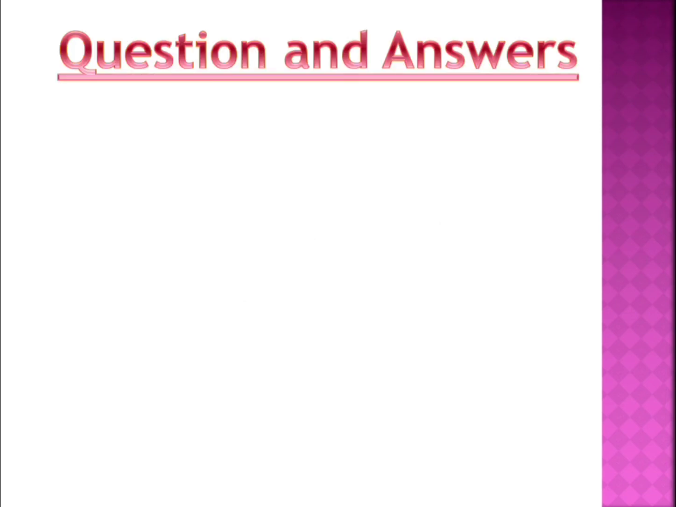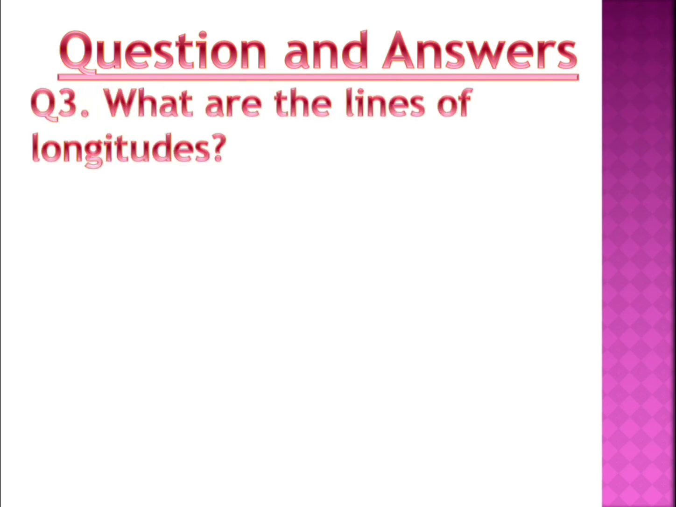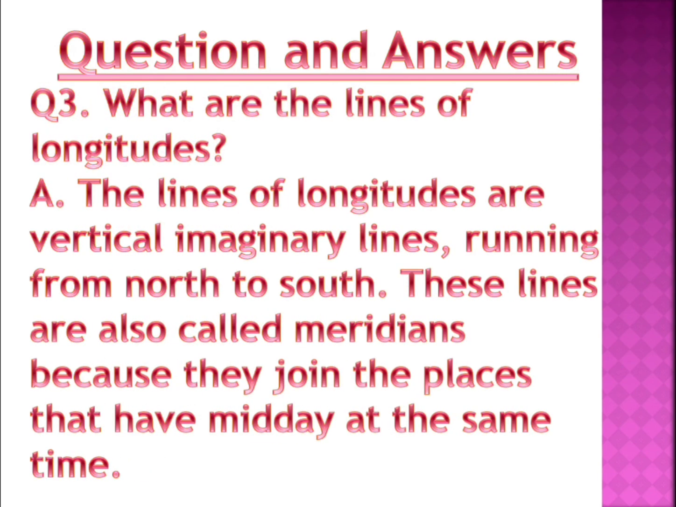Coming to your question answers: what are the lines of longitudes? They are the vertical imaginary lines that run from north to south, and these lines are also called meridians. This meridian is from the Latin word which means midday, and these lines join the places which have midday at the same time. So that's why they are called meridians. Children, write this answer in your classwork book and please learn it.